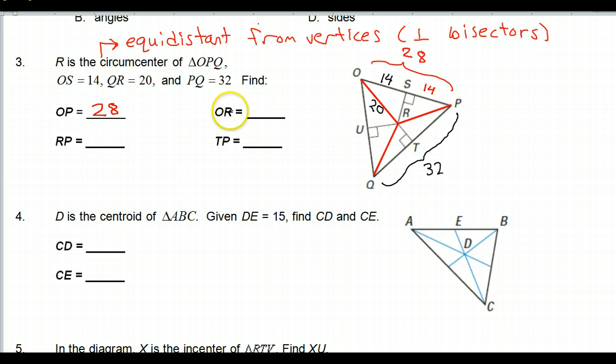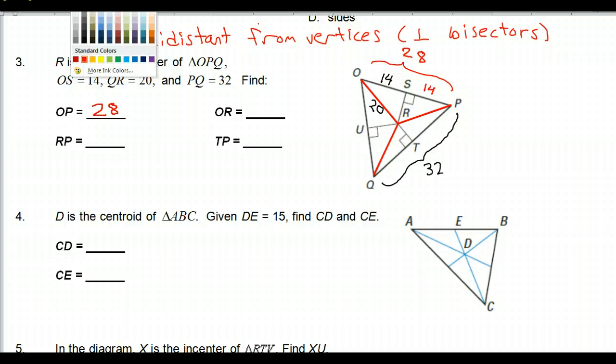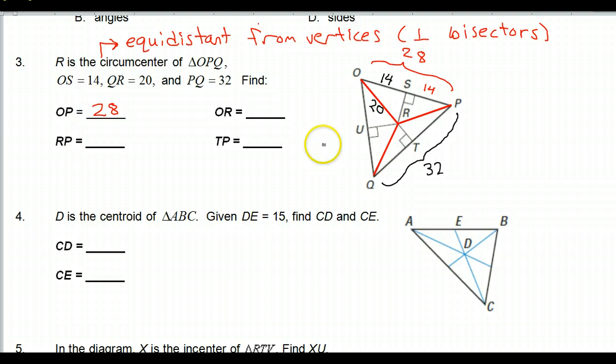Let's see, what's next? OR. Wait, no. QR. They gave us QR was 20. Well, you know what? That's weird because it turned out to be the same thing, but anyway, they gave us QR was 20. I read that as an O. QR was 20, so they were giving us this right here.